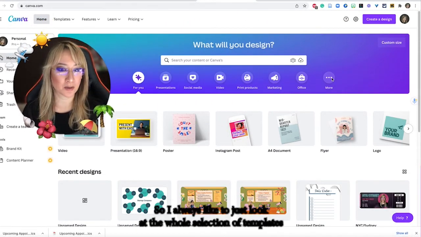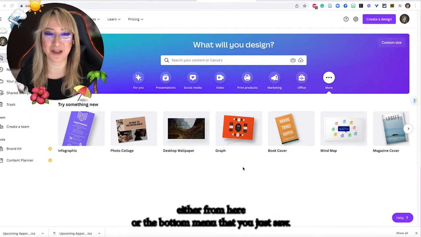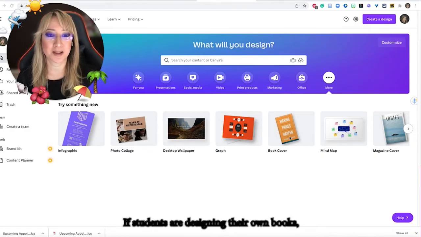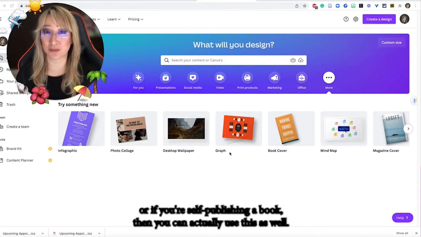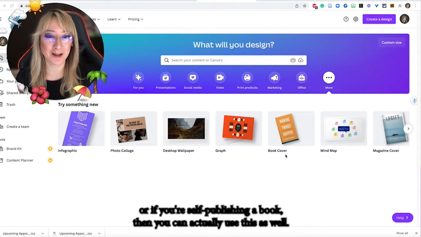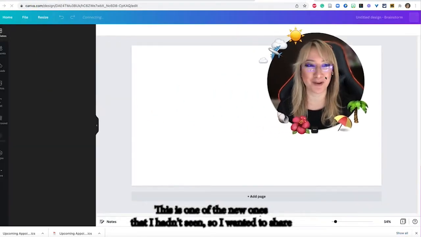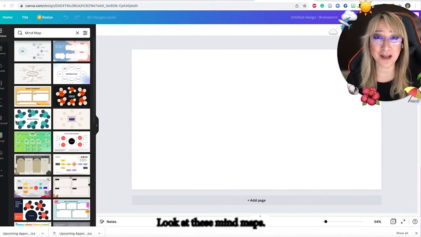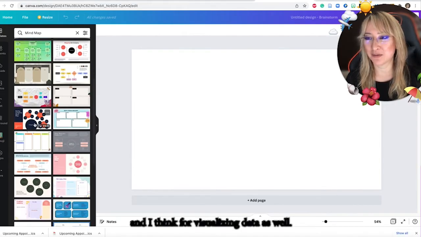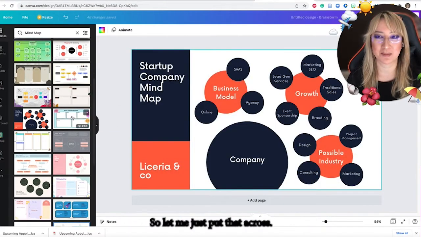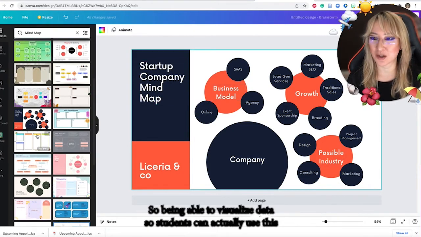So I always like to just look at the whole selection of templates, either from here or the bottom menu that you just saw. If students are designing their own books, creating and writing their own books, there's book covers, or if you're self-publishing a book, then you can actually use this as well. This is one of the new ones that I hadn't seen, so I wanted to share this one in particular. Look at these mind maps. They are phenomenal. And I think for visualizing data as well, so let me just pop that across. So being able to visualize data, students can actually use this.